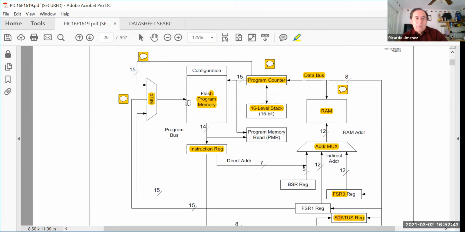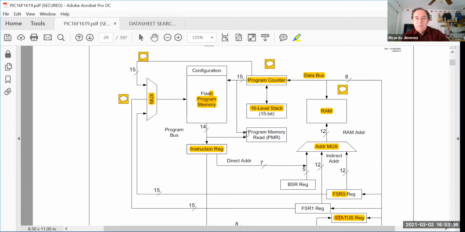So the program memory can have data from the program counter, can be addressed by data from this file select register one, or it can have data from file select register zero. The instruction register stores the instruction that is fetched while the program counter is addressing a new location. The 16 level stack takes care of storing the return addresses. Every time you invoke a method, you're invoking an algorithm and you go there, you need to know where you were. Otherwise you will be lost and you need to return to where you were, and then you go to the very next instruction.